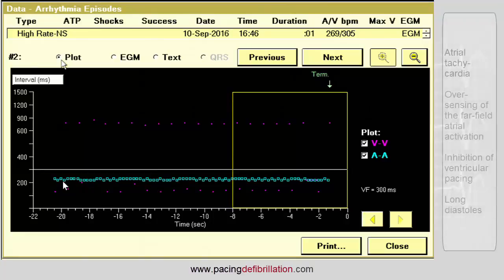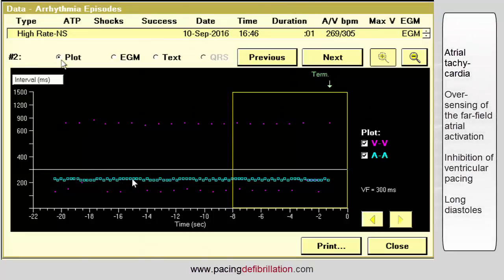On the graph, we see a regular tachycardia and a typical aspect of railroad track, suggesting oversensing of a cardiac physiological signal. And then here you see that the ventricular signals are exactly at the same rate as the atrial tachycardia.